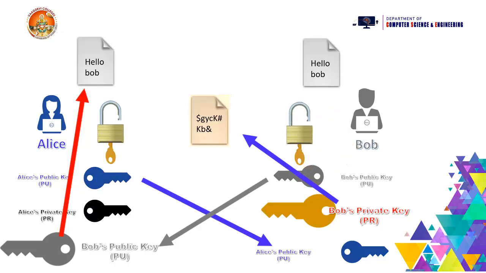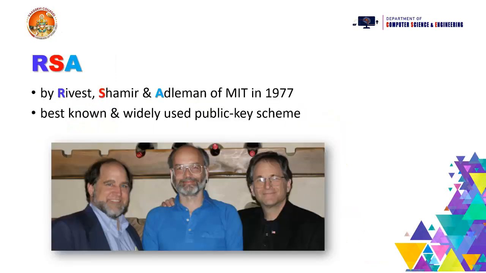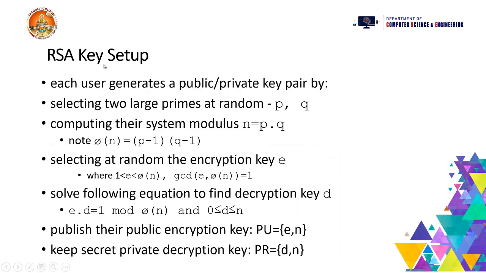In this way, public key cryptography works. One key is used to encrypt the message, another key is used to decrypt the message. RSA algorithm is the best known and widely used public key cryptography algorithm. It was invented by Rivest, Shamir and Adleman of MIT in 1977. By taking the first letters of the scientists' names, the algorithm is named RSA. First we will see RSA key setup.